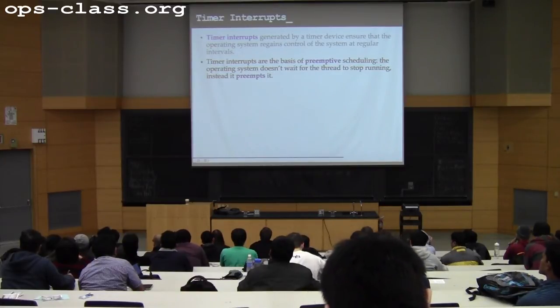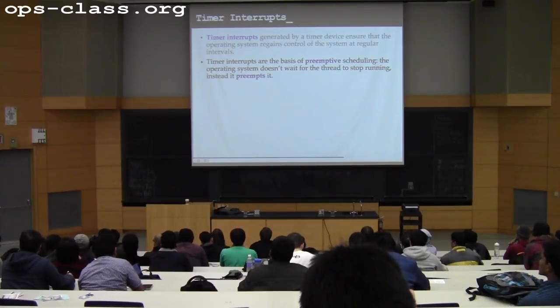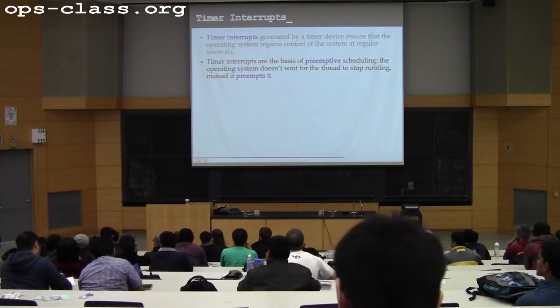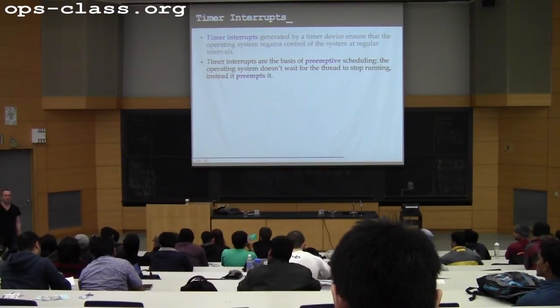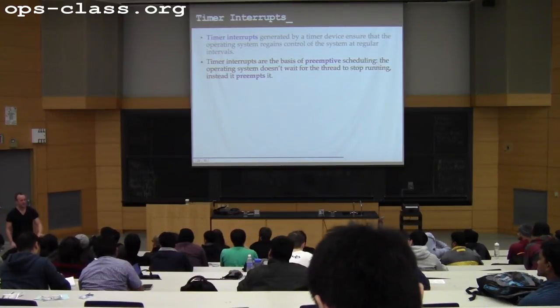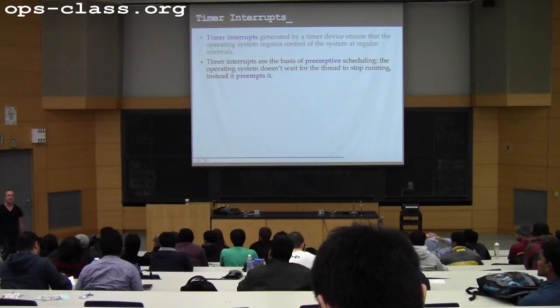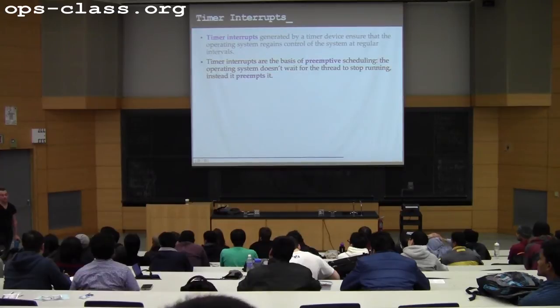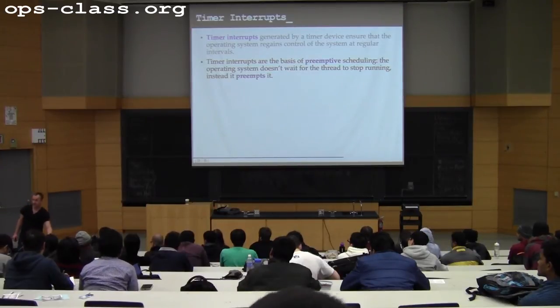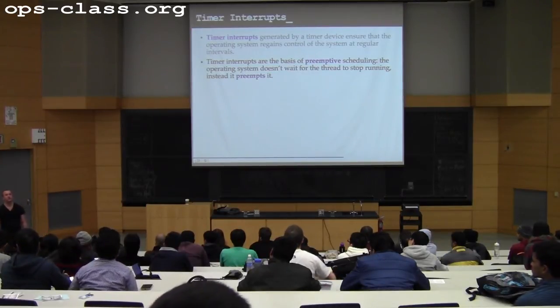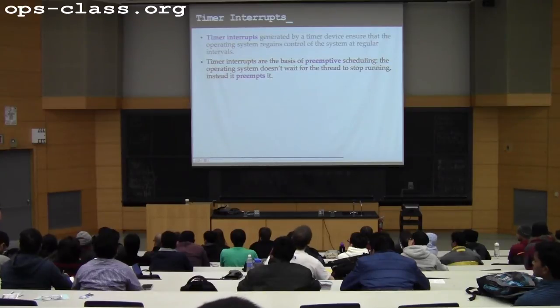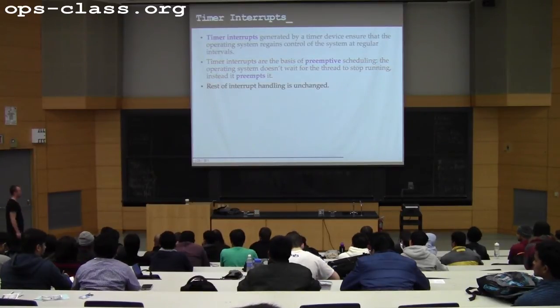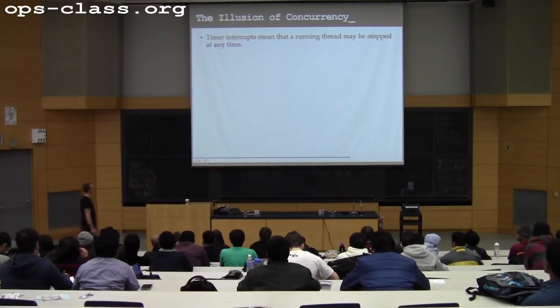And so again, preemptive scheduling means that I don't wait for a thread to stop or to make a system call or to do something that needs my attention in order to perform a context switch. I can perform a context switch any time the timer fires. Now, I'm not necessarily going to perform a context switch every time the timer fires, but I have the opportunity to do so if I want to, right? It means that the operating system gets control on a regular basis. And you guys know how the rest of this works, okay?